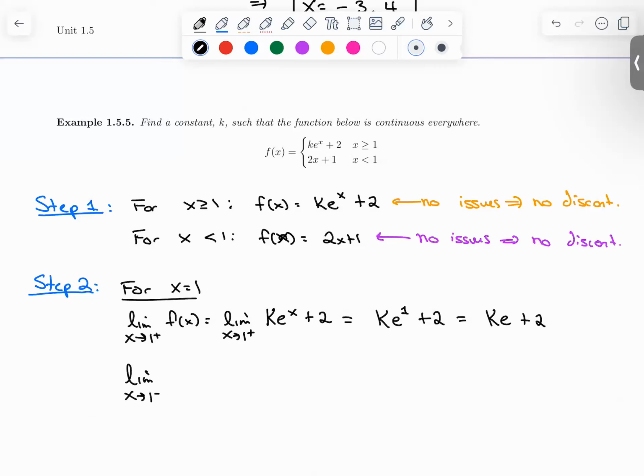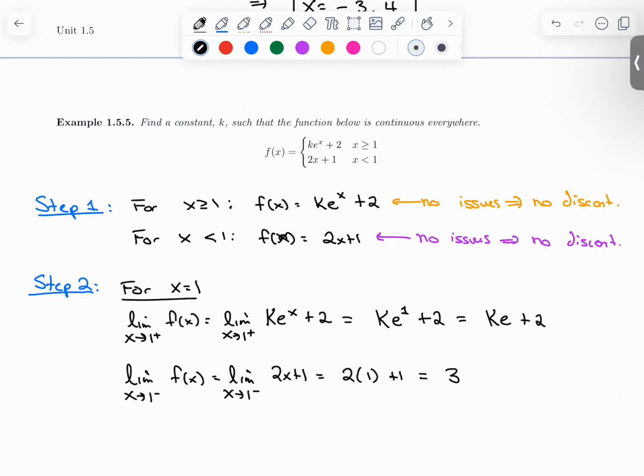The limit as x approaches 1 from the left of f of x. This would mean you're in the second function, the bottom function. That's the limit as x approaches 1 from the left of 2x plus 1. And that's a line. We've already talked about how that's continuous everywhere. And there's no dividing by 0, no nothing like that. So we're fine to just plug in the value and drop the limit sign. So this becomes 2 times 1 plus 1, which is 3. So one side of the limit is k e plus 2, and the other side is 3.